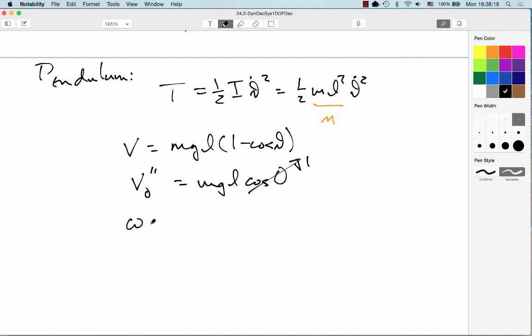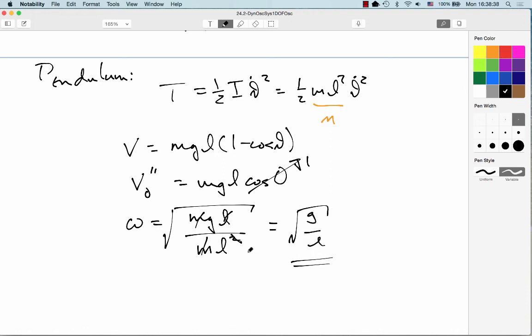So following our prescription, we have the V naught double prime goes in upstairs in the root, mgl. Our generalized mass, which is the moment of inertia, ml squared, goes in the basement. Cancel, cancel, cancel, cancel. And we get root g over L, which we've seen before. So again, assuming near equilibrium and theta being small.